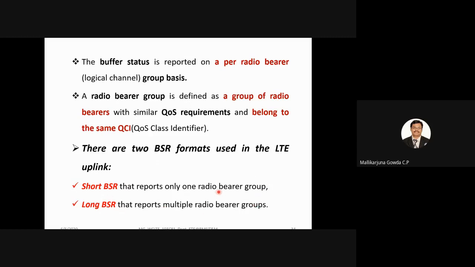I said, what is a radio bearer group? A radio bearer group is a group of radio bearers with similar quality of service requirements that belong to the same QCI, that is, the same quality of service class identifier. That is the radio bearer group.